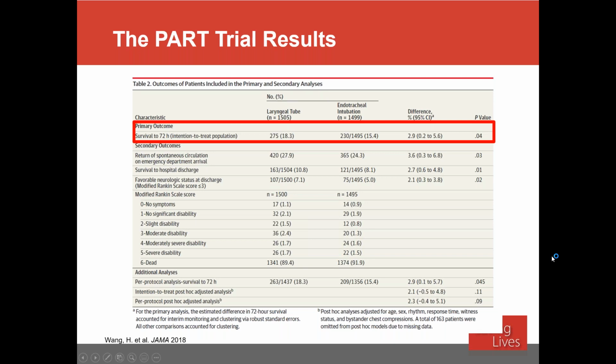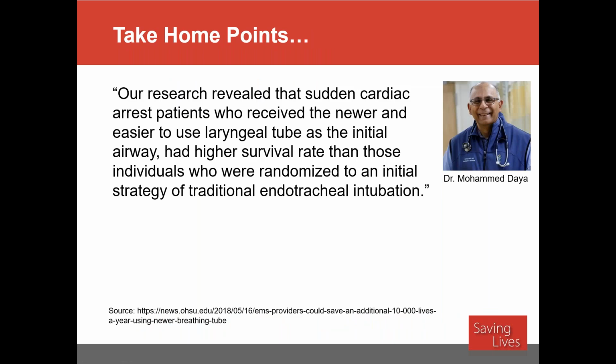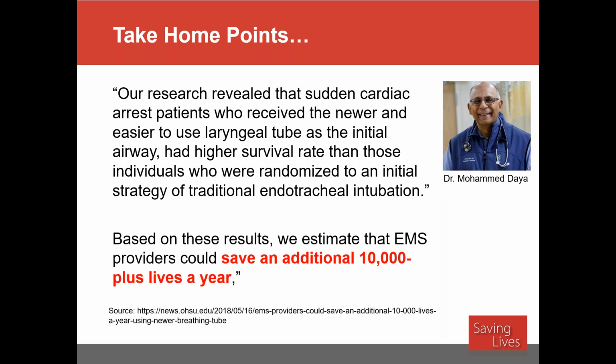So let's look at the primary outcome, which was survival to 72 hours in laryngeal versus endotracheal intubation. And you can see the survival was statistically higher, the p-value is less than 0.05, in the laryngeal group. And then for other secondary outcomes, survival to hospital discharge was higher in the laryngeal group. It reached statistical significance. And finally, neuro outcomes were higher in the laryngeal group, all reaching statistical significance. So there were some major differences in this study between laryngeal and endotracheal tube placement. And this was a quote from Modia: our research revealed that sudden cardiac arrest patients who received the newer and easier to use laryngeal tube as the initial airway had higher survival than those who were randomized to traditional endotracheal tube. Based on these results, they estimate that EMS providers could save an additional 10,000 lives per year if they switch to laryngeal tube over endotracheal tube intubation.